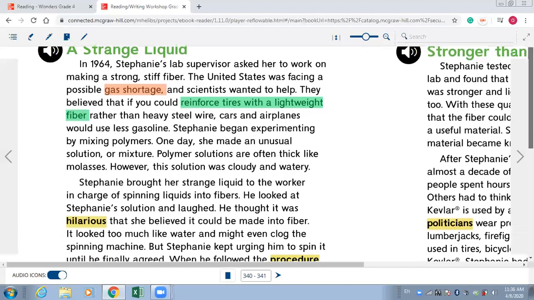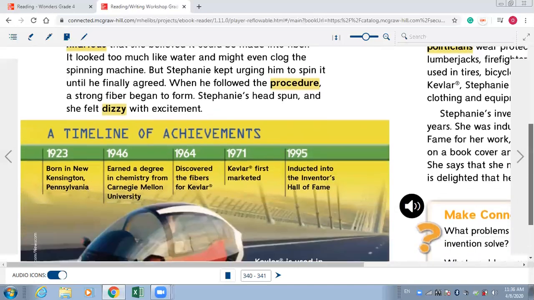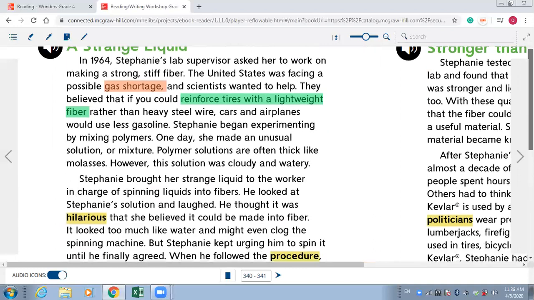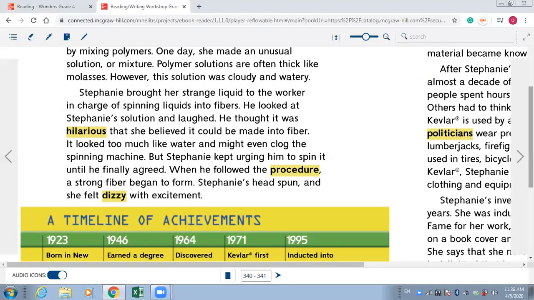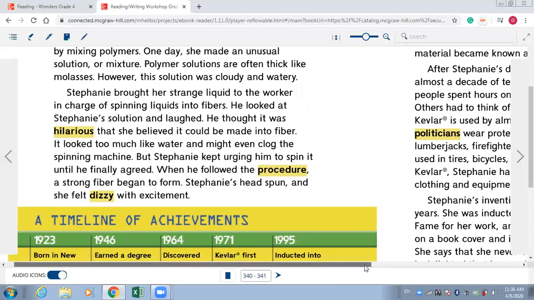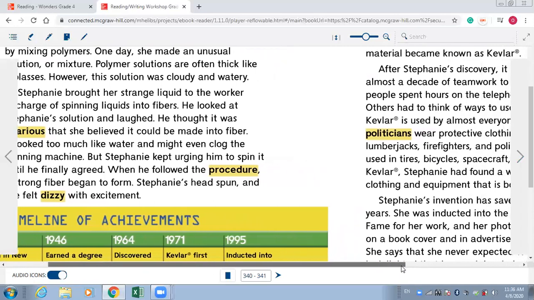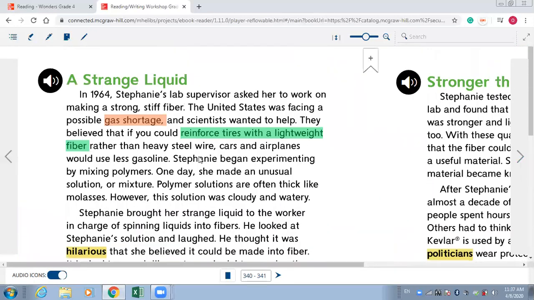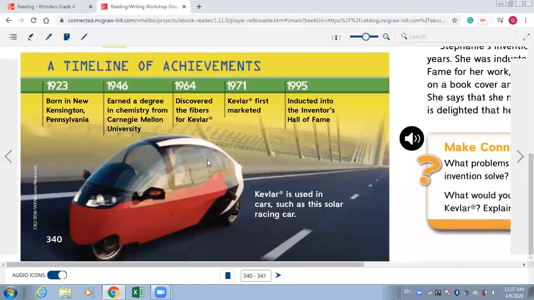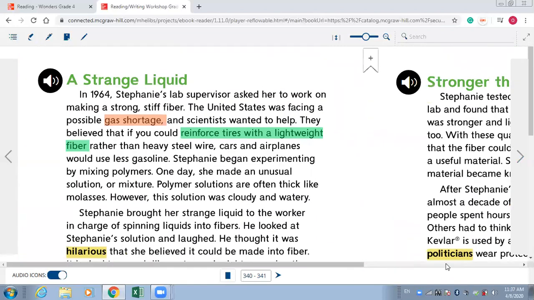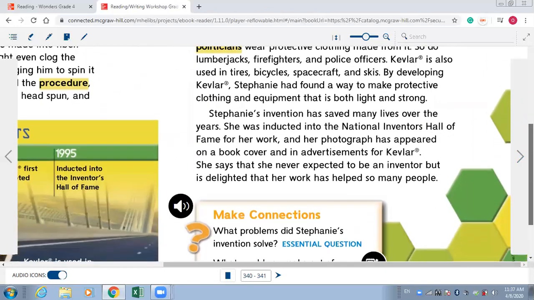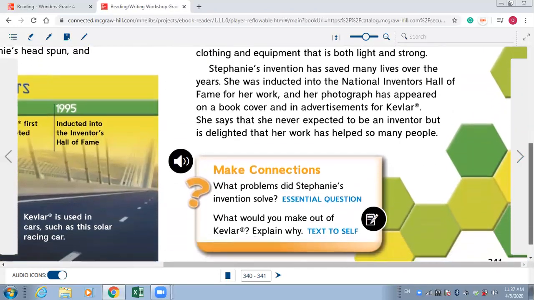Let us go through the passage and find more problems and solutions in this story. I will leave this task for you, dear students. I taught you how to find the problem and solution. I want you to go through the rest of the story, pages 340 and 341, and find me more problems and solutions.